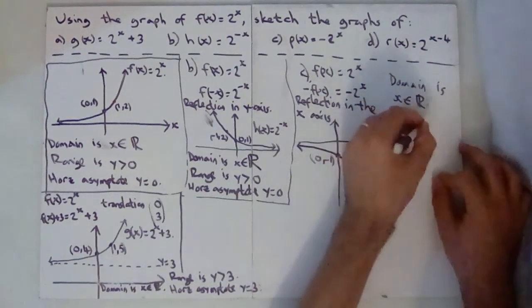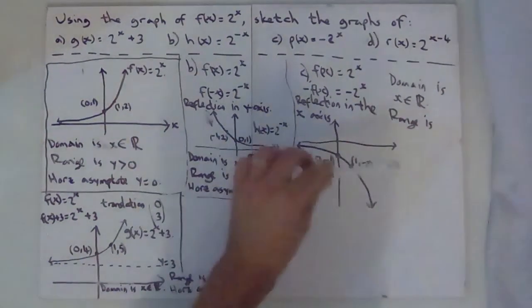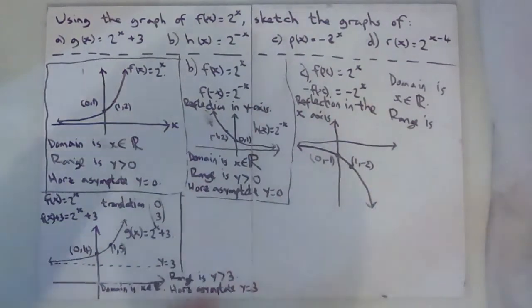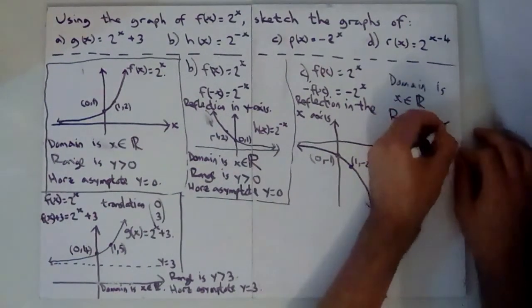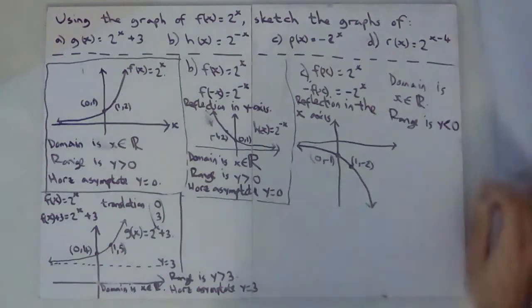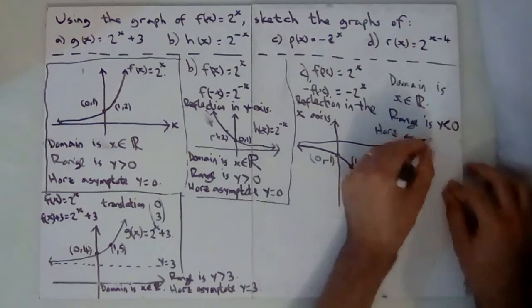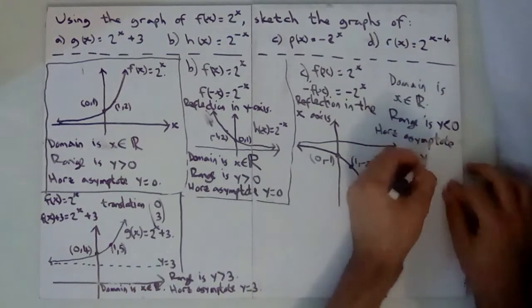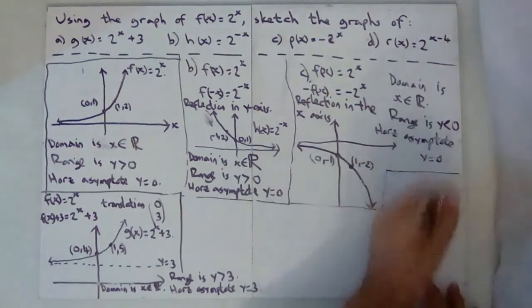Range is, well, here you have a maximum value of y. Well, you don't. You have a horizontal asymptote at 0, and y basically gets very close to 0, but it's always negative and it never gets to 0. So the range is y must always be less than 0 and can never be 0 because that's the asymptote. Okay, and then finally the horizontal asymptote is y equals 0.